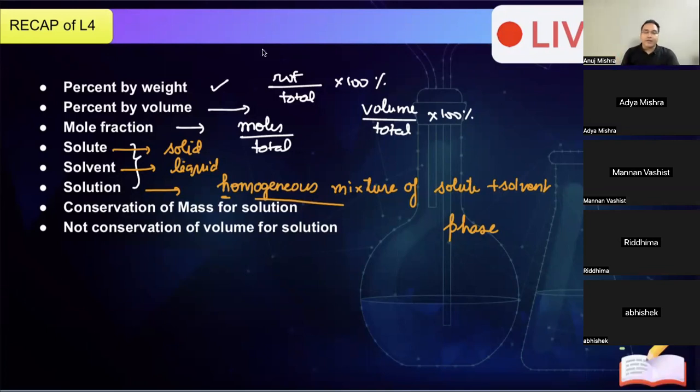Then we also discussed conservation of mass. You have solute, you have solvent, you mix them, you get solution. Mass of solute plus mass of solvent will always be mass of solution. There is no problem in that. It has to be. But there is nothing called conservation of volume. I think all these things we have done in the last class. If understood, please type 1 in chat box. Everyone, type 1 in chat box right now.